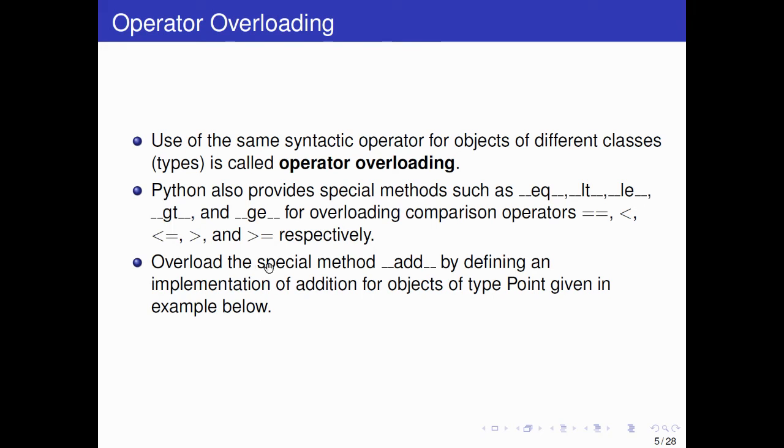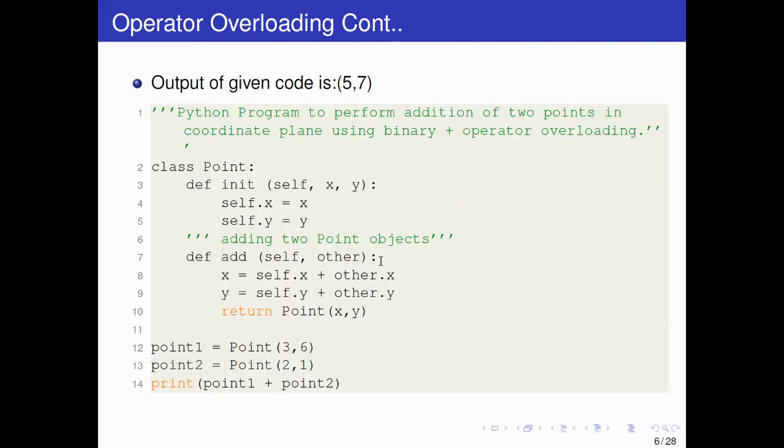So overload those special methods, double underscore add double underscore. We have seen the application of it by defining an implementation of addition of objects of type point, given in the program below. I have given you the application corresponding to string addition, list addition, int addition, right? So now we have one application where we will be adding 2 points. I think we have done this once, so it may not be in your class.